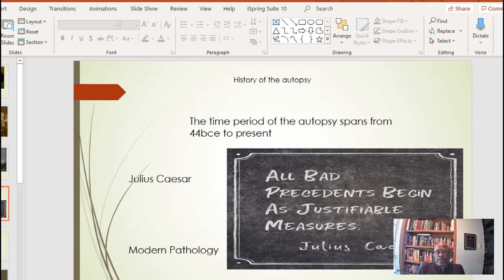Julius Caesar was the first recorded autopsy on record. Caesar was the Roman emperor that was stabbed 23 times. He was stabbed in a Senate meeting, and the doctor wanted to find out which stab wound killed Caesar. So they did an autopsy and found out that the stab wound to the heart is the one that killed Caesar.